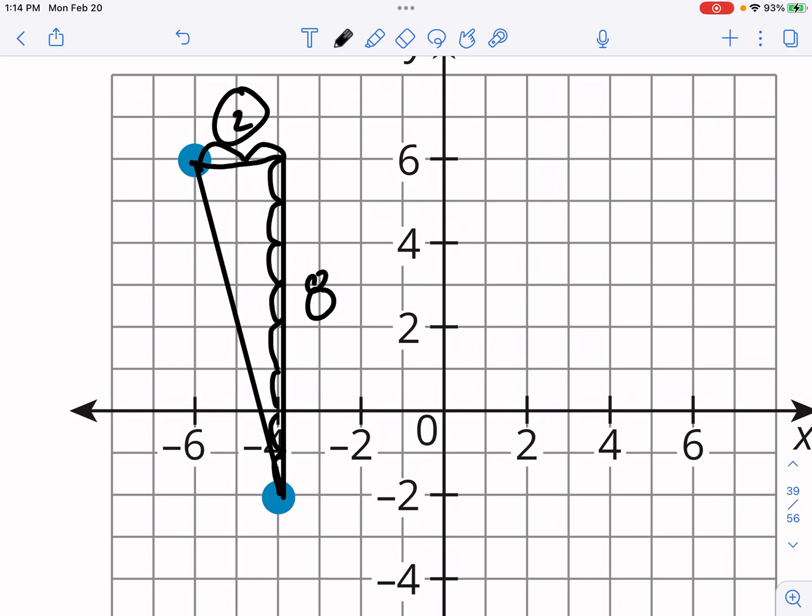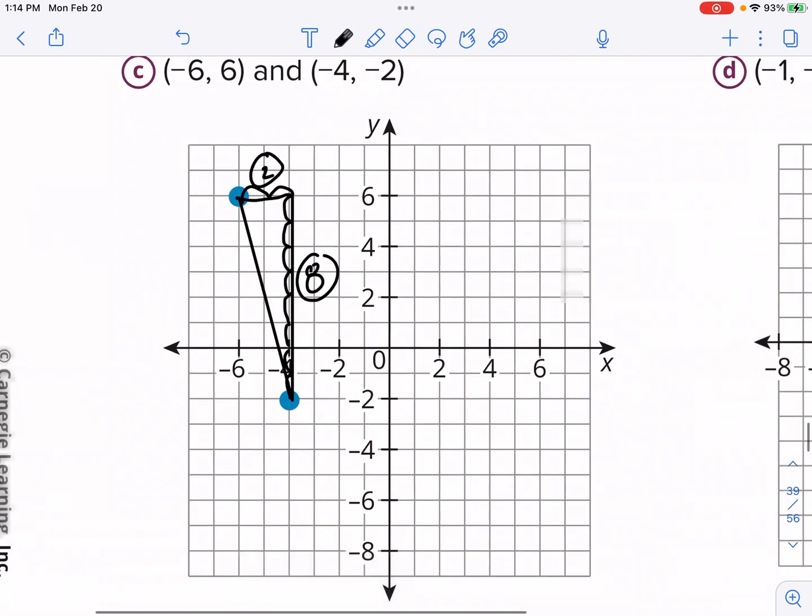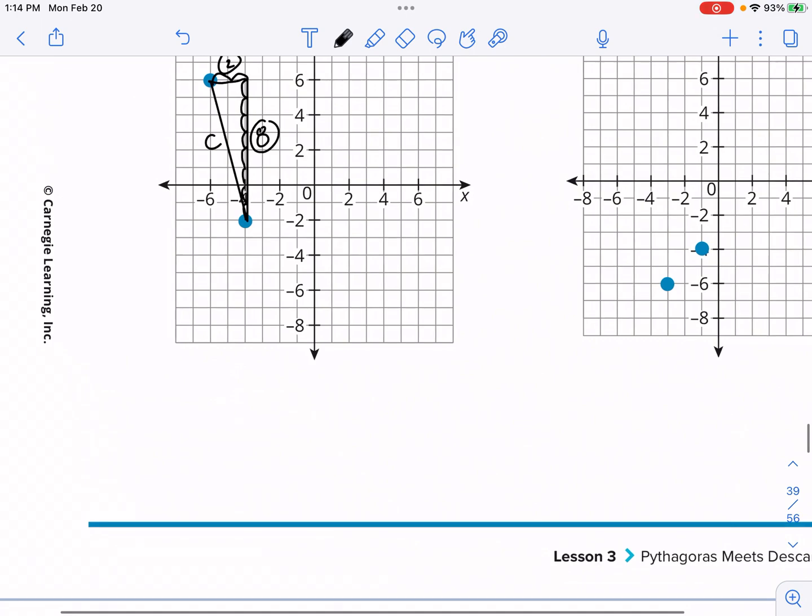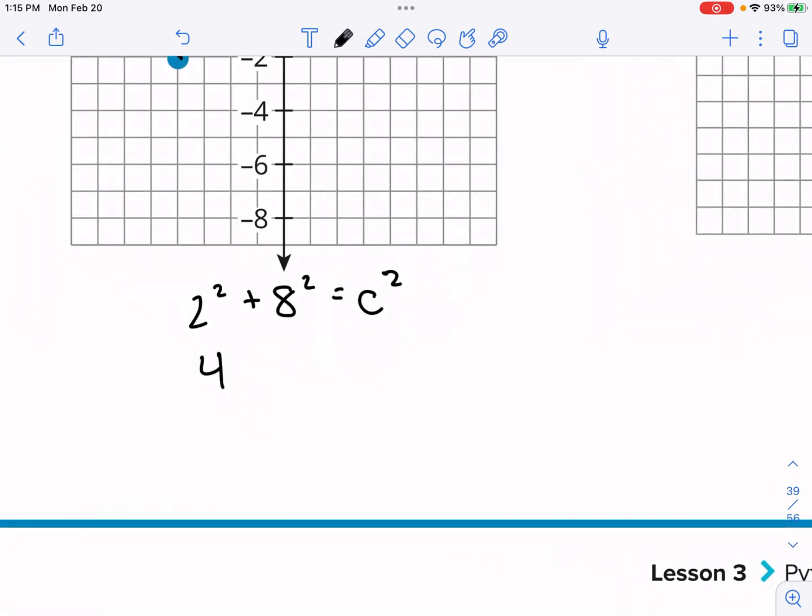So let's use those values and try to figure out C. We're going to have 2 squared plus 8 squared equal to C squared. We'll have 2 squared, which is 4, plus 8 squared, which is 64. This is equal to C squared. Combine our like terms: 68 equal to C squared. We'll take the square root of both sides. Actually, it shouldn't be equal to, because that's not a perfect square.